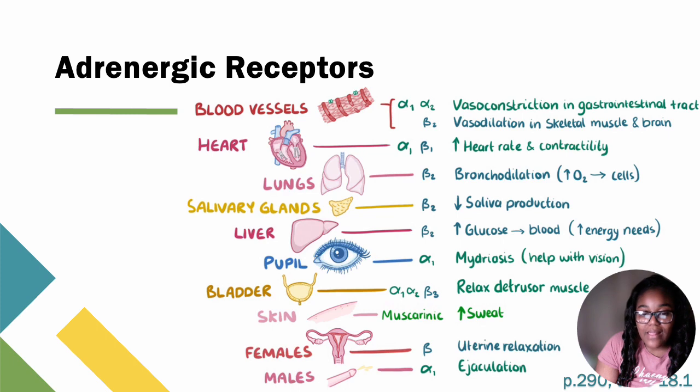When we have our salivary glands, we do have a decrease in saliva production because we don't need that if we're in a fight or flight response. Same thing with our liver. We see an increase in glucose and particularly glycogenolysis. So we're breaking down glycogen to glucose in order to increase the amount of circulating glucose that helps increase our energy needs.